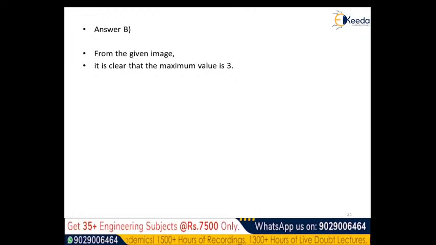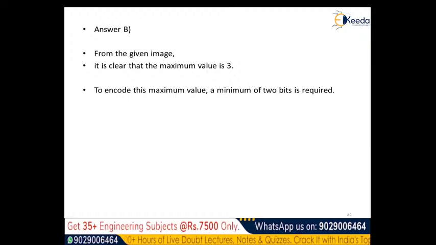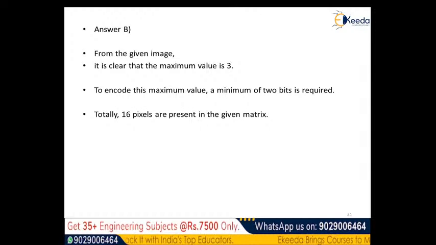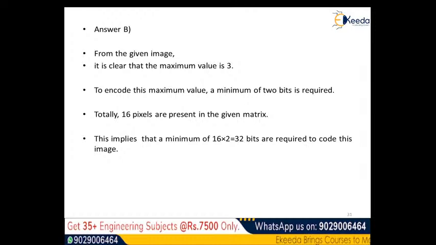Now we require encoding. For encoding this maximum value, a minimum of 2 bits is required, and in total we have 16 pixels in the 4 by 4 matrix representation of the image plane, that is, 16 entries in the given matrix. So this implies that a minimum of 16 times 2, which is equal to 32 bits, is required to code the given image sample. So let us take the first type, the Huffman coding, and then the run length coding.